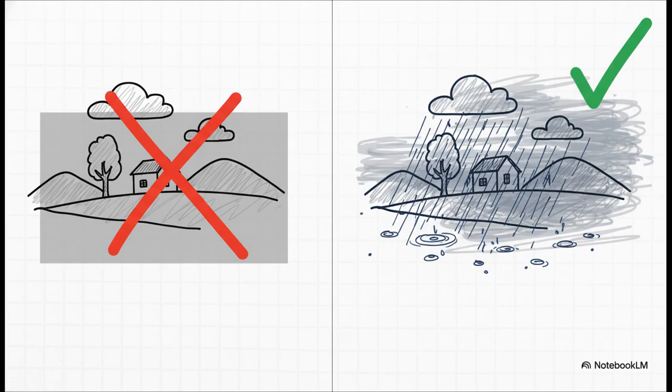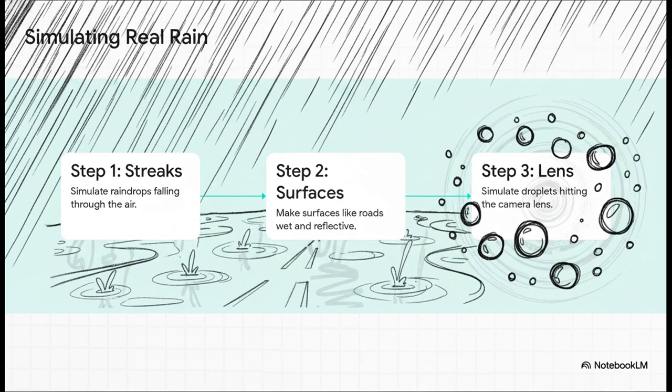Real fog gets denser the further away you look. Real rain creates reflections, it makes surfaces wet, it splashes. To do this right, you have to simulate the actual physics of the atmosphere and how light behaves as it moves through 3D space. Look at rain, for instance. A really high-fidelity simulation breaks it down into 3 distinct physical problems. First, you have to simulate the streaks of rain as they fall through the air.